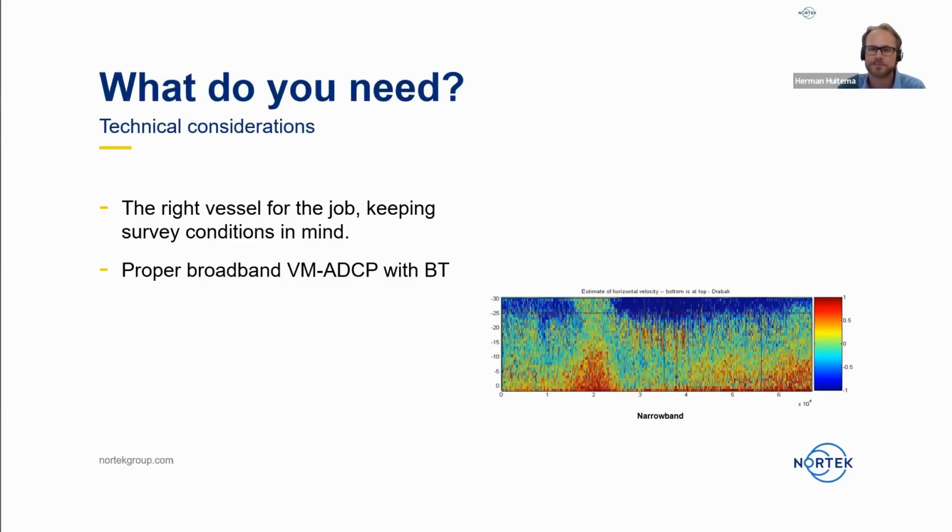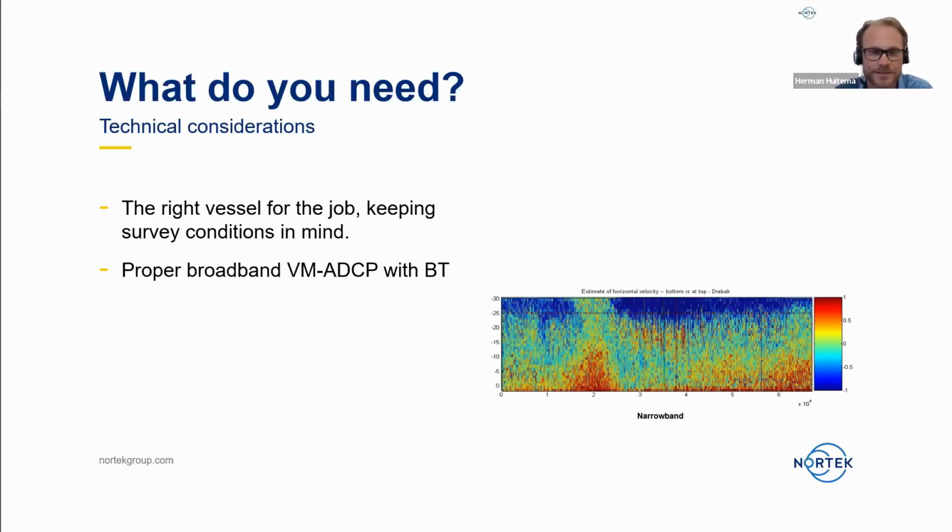Broadband is a Doppler processing technique that makes it possible to obtain better resolution in time and space compared to narrowband signal processing. And narrowband signal processing is the kind of Doppler processing which is in the somewhat older systems like the AWAC and the Aquadopp Profiler that we have. The difference between narrowband processing and broadband processing is that its accuracy is a factor of 3 to 5 times better in resolution and space and time.